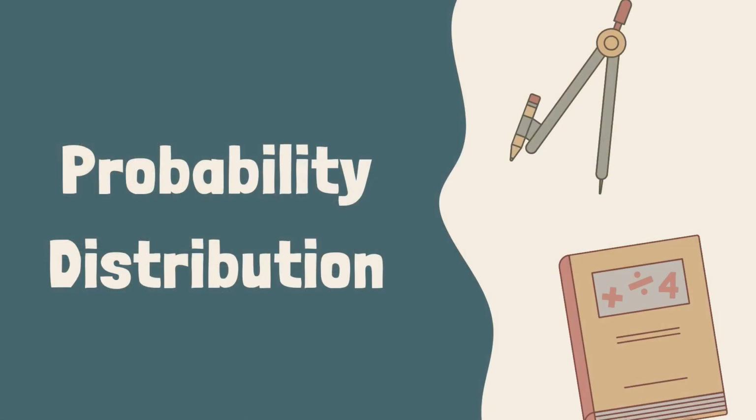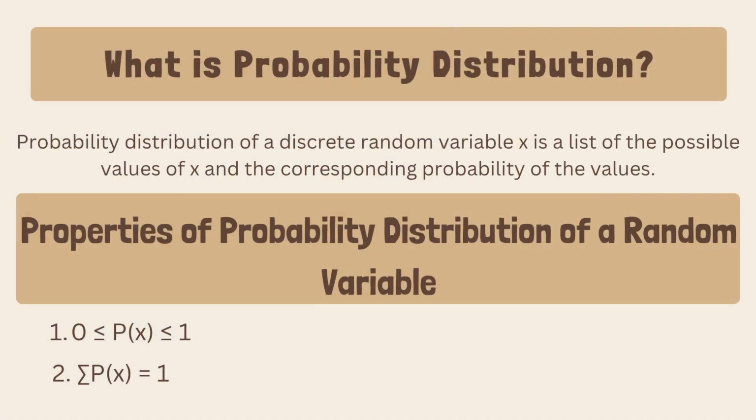Now, let's talk about probability distribution. A probability distribution is a mathematical function that describes the likelihood of different outcomes for a random variable. There are two properties of probability distribution. Number 1, P of x should be greater than or equal to 0 but less than or equal to 1. And the second is the summation of P of x should be equal to 1.